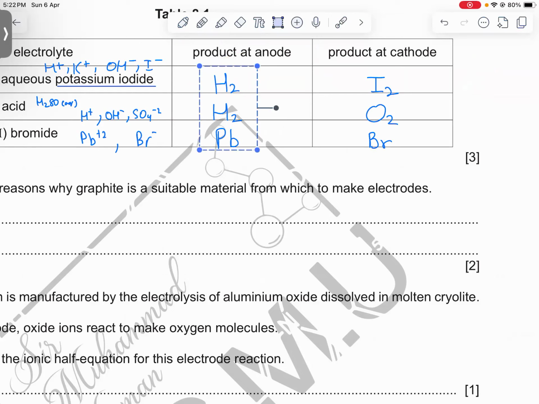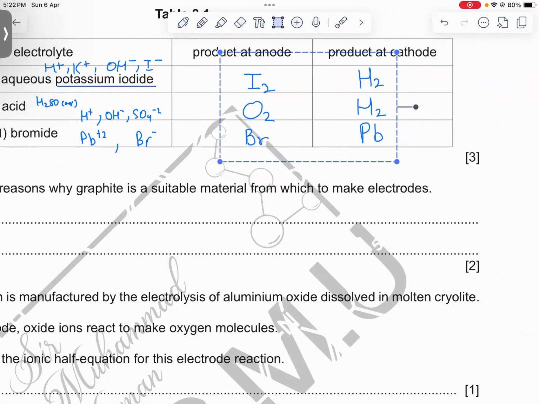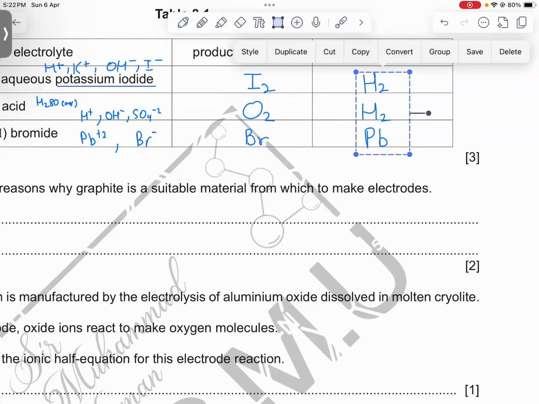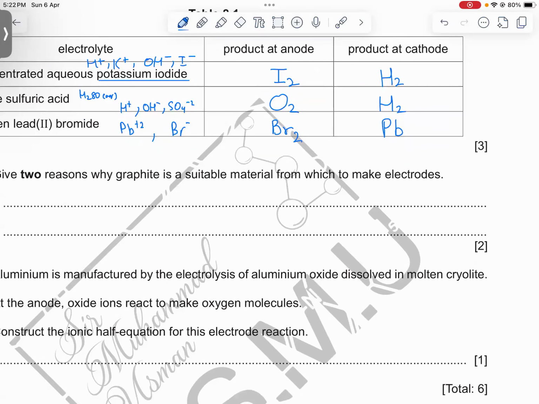All right, I have just seen that these are the products at the cathode, but we've written them in the anode section. So let's just move it over here and bring everything in their respective places. So product at cathode. At cathode cations go, and at anode we have anions going there. All right, Br is always Br2. It's a polyatomic ion. All right, I hope that makes sense.